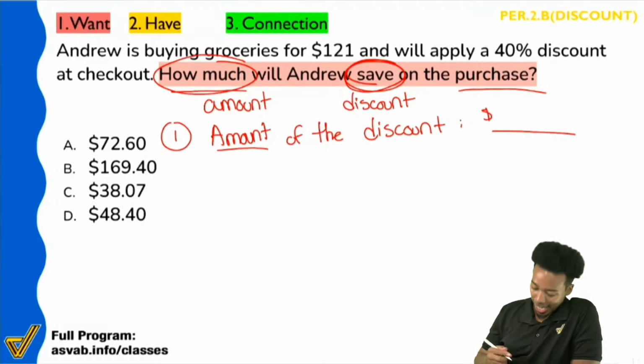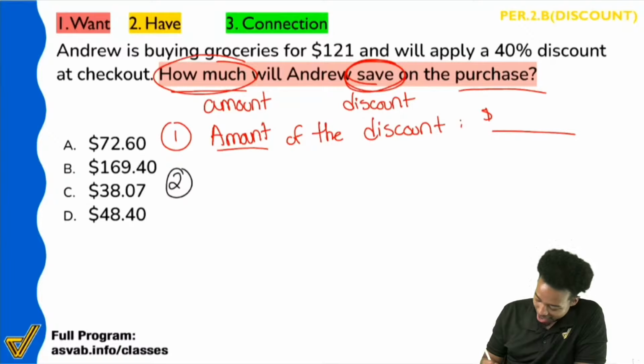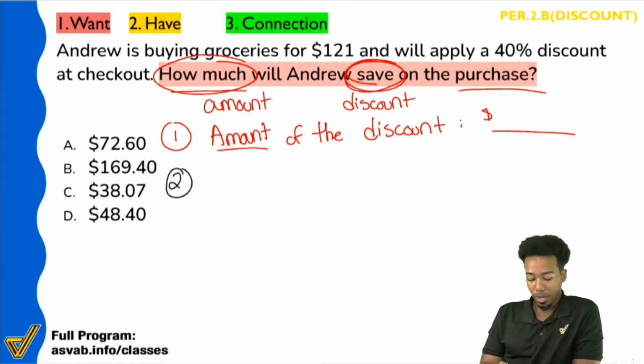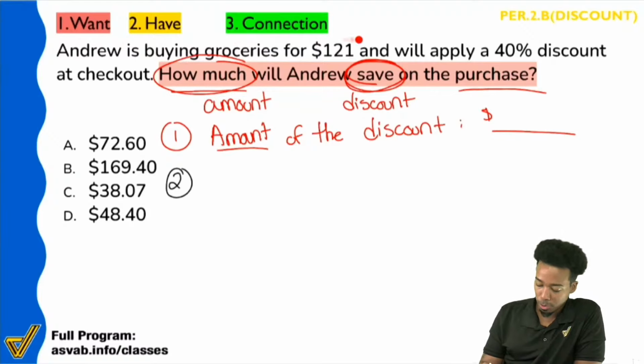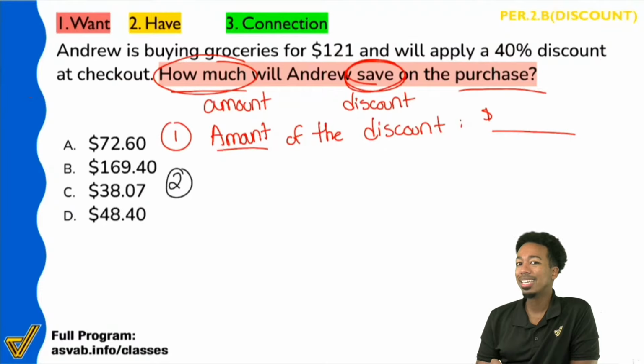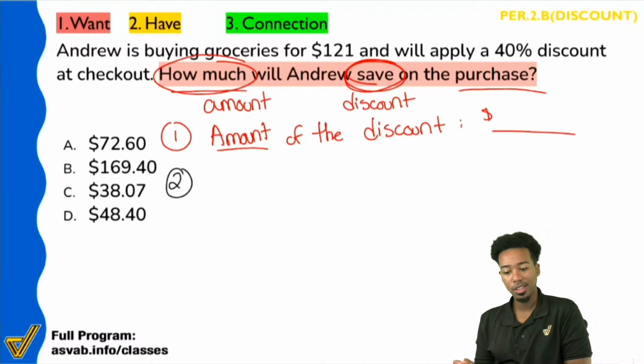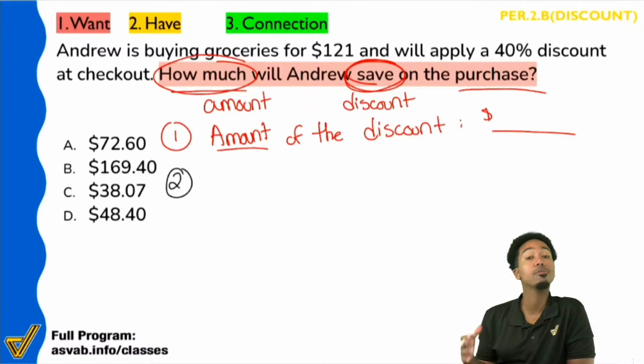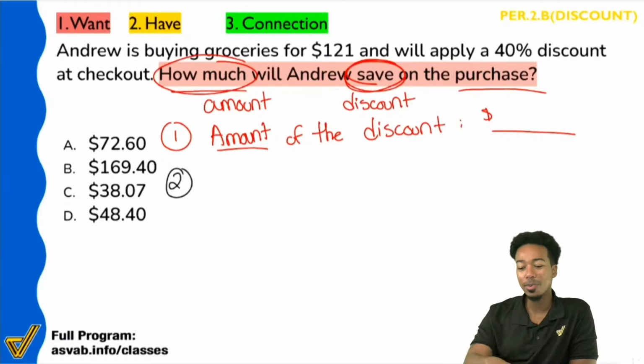Now, number 2, let's write the information down that we have. So here we see Andrew is buying groceries for this much money, and he's going to apply this discount at checkout. So everybody, did the discount get applied yet? I'm basically asking you, what does that 121 represent? Is that 121 representing before the discount or after the discount? Yeah, it's the amount of the groceries before you get to the checkout. It's before you apply those discounts. No worries, that's what we're going over step by step here.